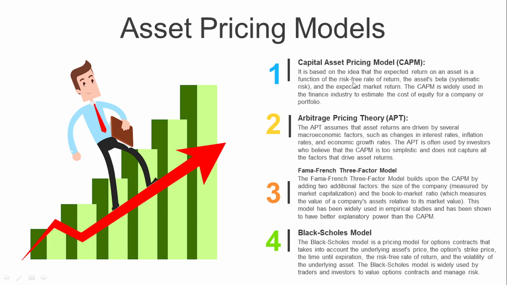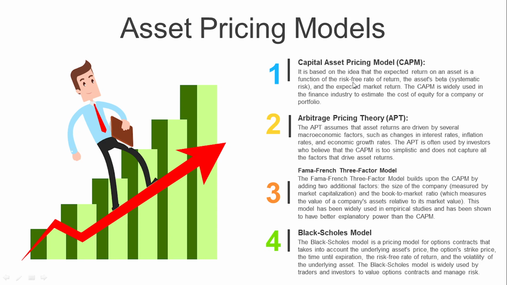Then the second model is the arbitrage pricing theory, which is an alternative to the CAPM. The arbitrage pricing theory, that is the APT, assumes that assets returns are driven by several macroeconomic factors, such as changes in interest rates, inflation rates, and economic growth rates. The APT is often used by investors who believe that the CAPM is too simplistic and does not capture all the factors that drive assets return.